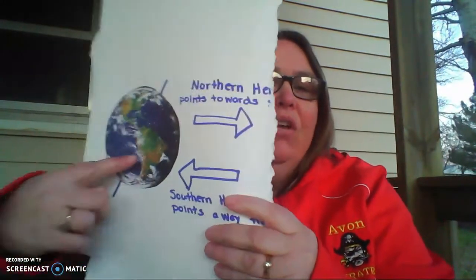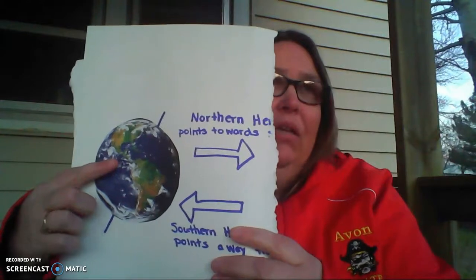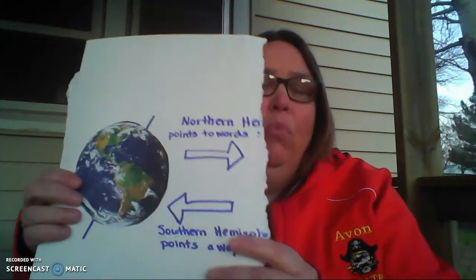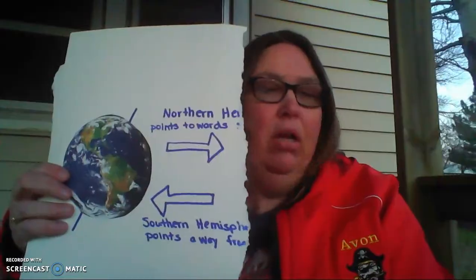You might wonder what happens at the equator. The equator never really points towards the sun or away from the sun, so the equator has more of a temperate weather pattern going on.